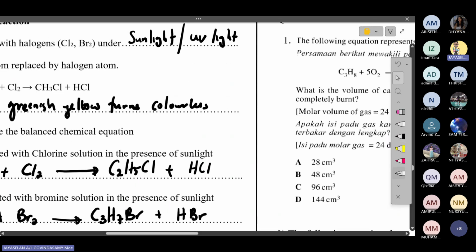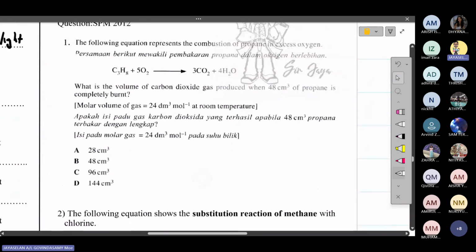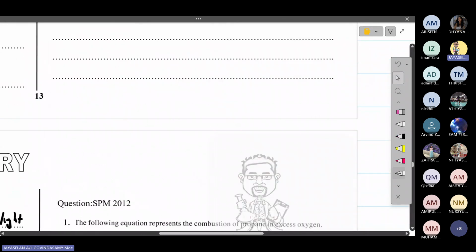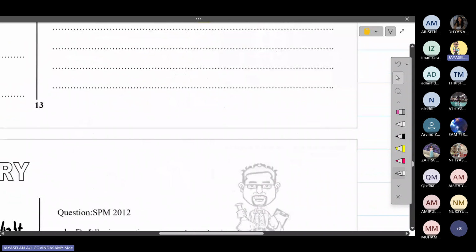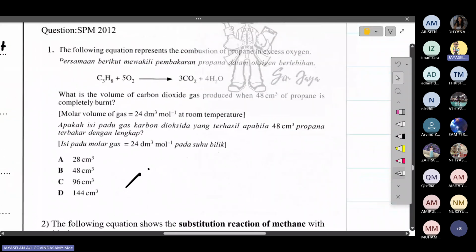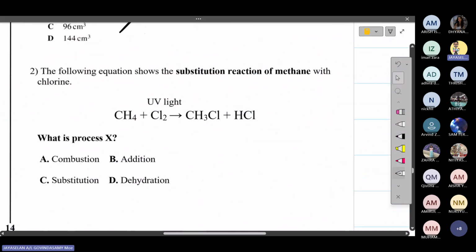Okay, alkane, the chemical properties finish. This one do as homework. Objective question. So the calculation got 1, 2, 3. So in SPM, table ada salah. You already do 3. Okay, now you guys do this.